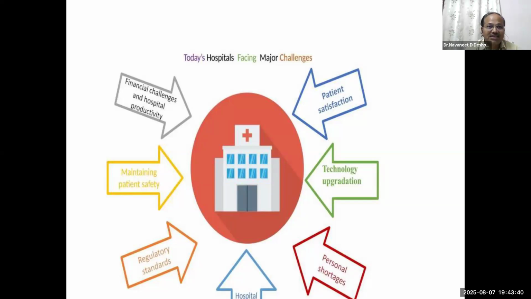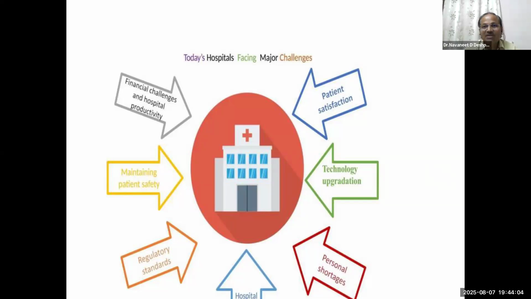Next comes your financial challenges and hospital productivity. As you go across, or if you make some case studies, it has been found that the smaller hospitals are not really making a lot of profits. The larger hospitals are able to maintain their profitability. So financial challenges and hospital productivity is another concern.